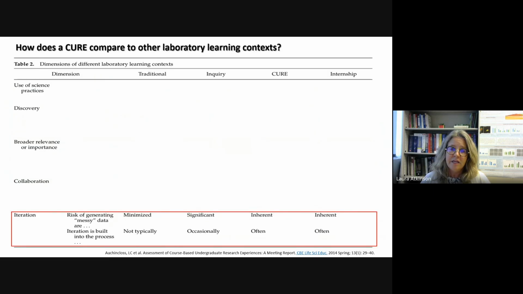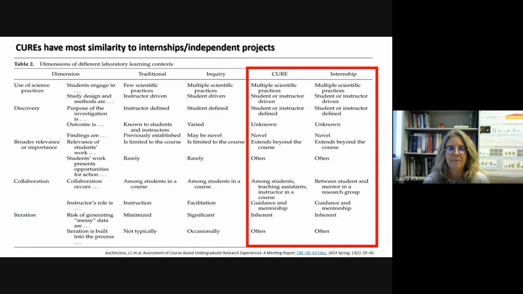In terms of iteration, obviously part of iteration is that there's a risk of generating messy data, and that's inherent in doing novel scientific research. And of course, we don't ever only do an experiment once when we're trying to understand something. So we have iteration built into the process, where they might try to achieve an N of 3 or something like that. So if we look overall at this table, what we can see is that CUREs have the most similarity to internships or independent projects.